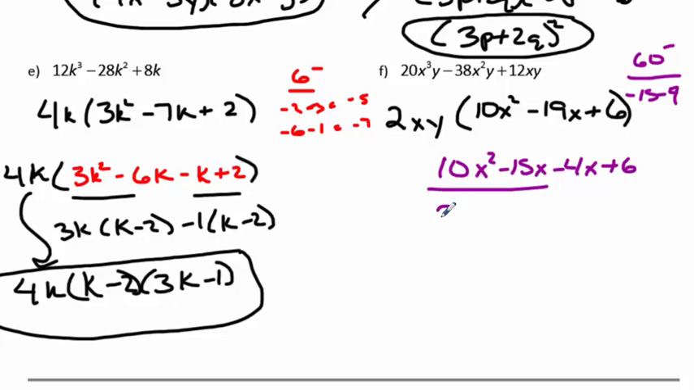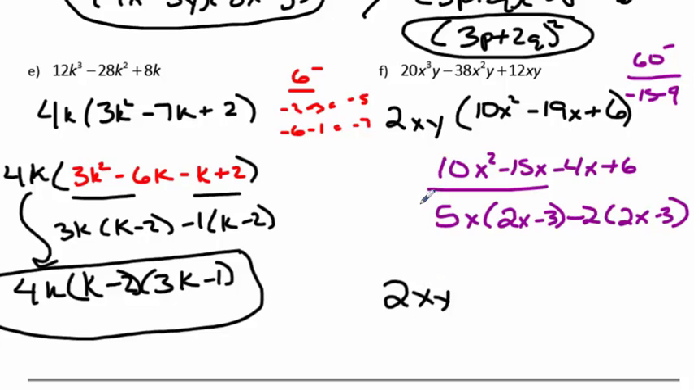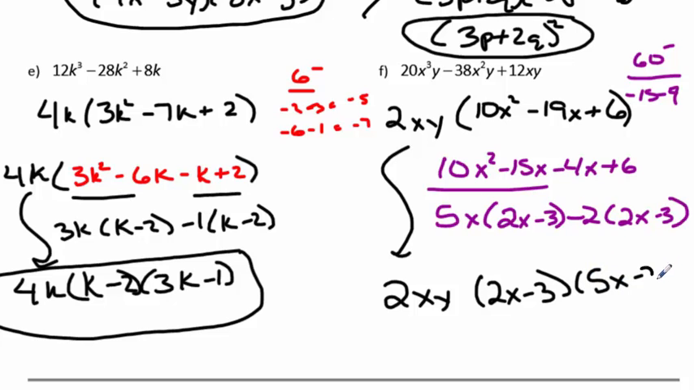The first two have 5 and x in common. Factor that, you're left with 2x minus 3. Start the negative, and they have 2 in common. Left with x minus 3. If you factor that out, you're left with 2x minus 3. And so my final answer is going to start with the 2xy that we took out from the beginning. Then it's going to have the 2x minus 3 that they have in common. And finally the 5x minus 2. That's fully factored.